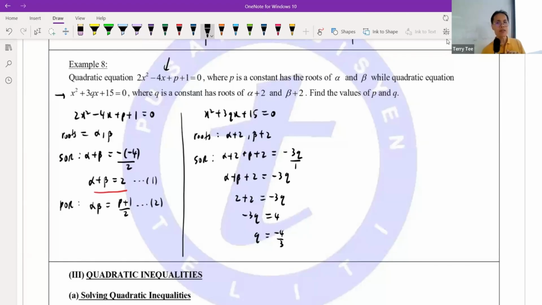Oh, I made a mistake here. Sorry, this is 4. Okay, with you around, of course. Yes, this will be 6, right? 6, right? This is negative 2. Q is negative 2. Yes, right. Q is negative 2. Sorry.